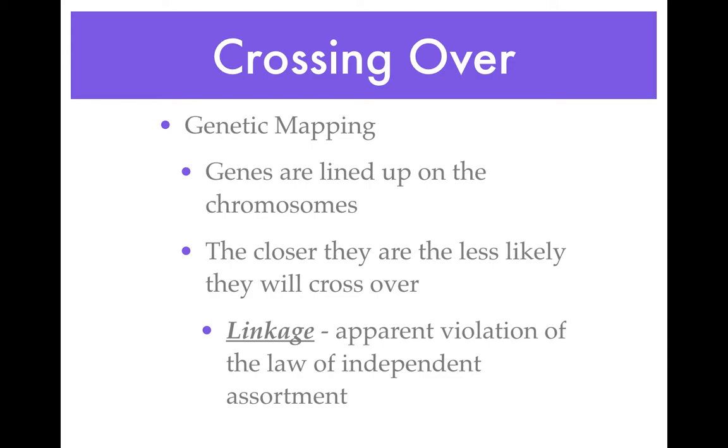Genes are lined up on the chromosome. They're a linear arrangement. And the closer two genes are, the less likely they are to cross over. If you look at using different crossings and techniques, you can figure out if they cross over or not. And if they don't cross over most of the time, then they are close together, and we call that linkage. That linkage looks like a violation of the law of independent assortment. So in this case, because they're close together, they move together. It's unlikely that crossing over will happen between them.